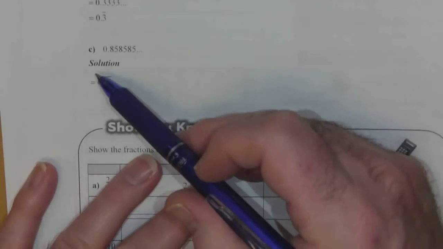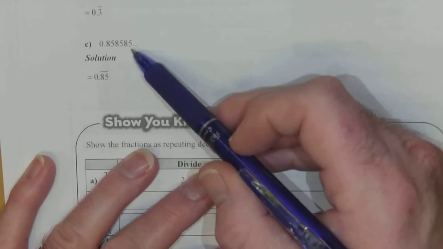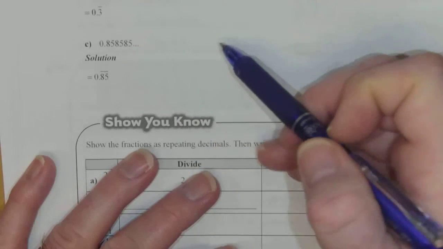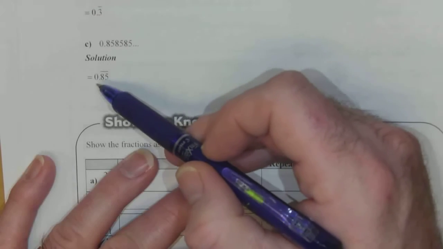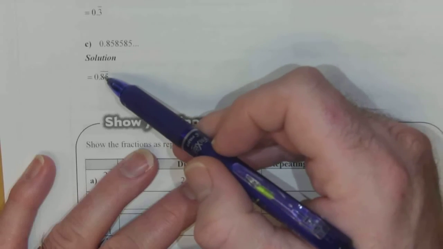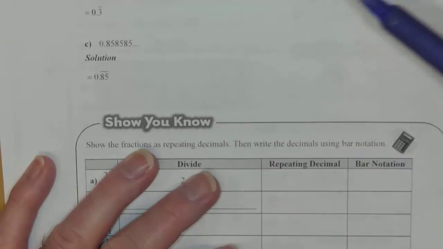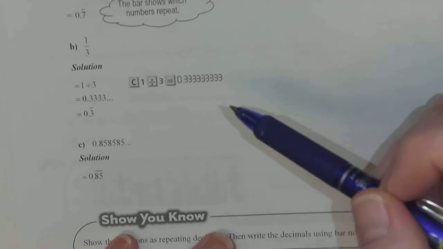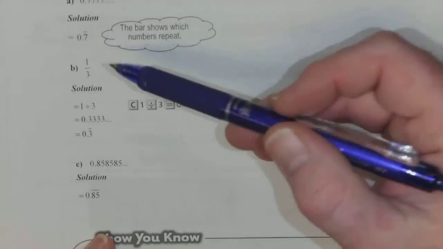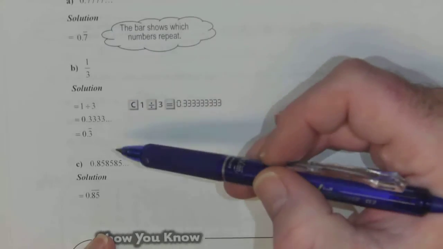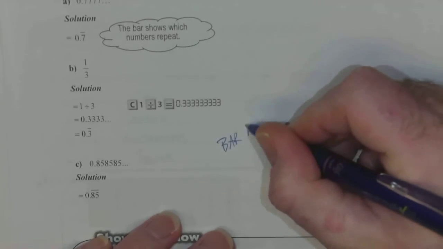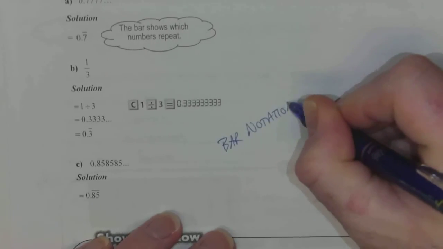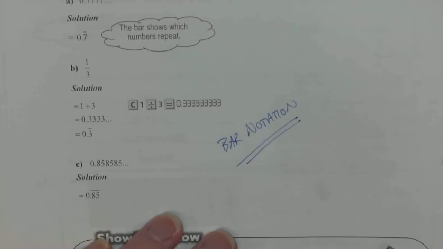One more example here. 0.8585858585... So the 8 and the 5 repeat forever. So in this case, you write it as 0.85, and you put the bar over both the 8 and the 5, because both the 8 and 5 repeat. So that's the trick here. We're using bar notation, and that's the way you should write any repeating decimal, is using bar notation. So bar notation is important when dealing with this.